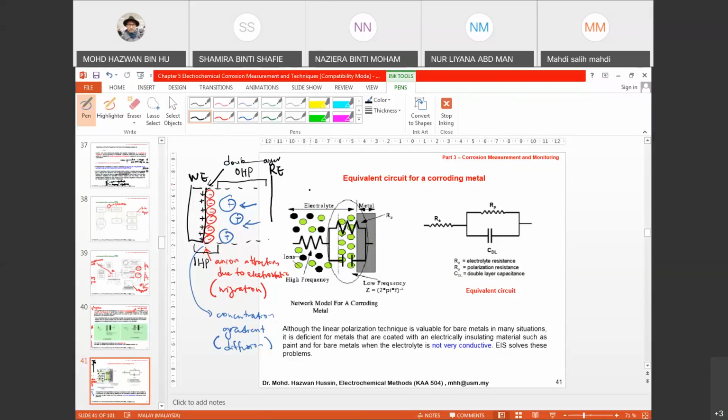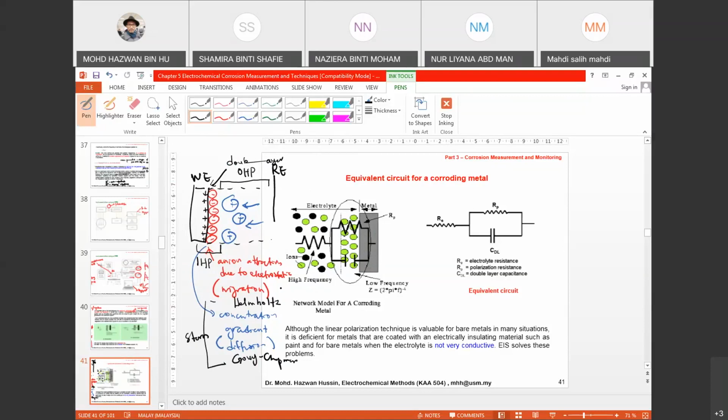You have three: you have Helmholtz, you have Gouy-Chapman, and the combination of these two will actually become the Stern effect. Right?